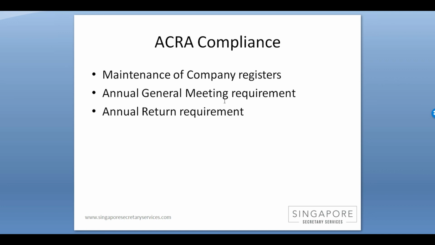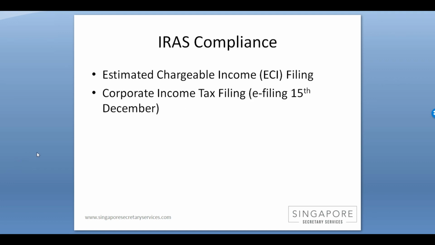So there's an AGM requirement. Every company has to hold an annual general meeting every year. After every financial year end, you have to hold an AGM. And once you're done with your AGM, like I mentioned before, you have to file your annual return. So you have to inform ACRA that you have completed your AGM and everything is okay, then you file your annual return. Normally the company secretary will assist in that.